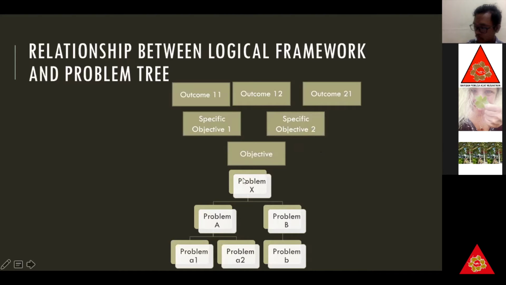For example, if my problem here is poverty, as I said in my example, the objective here could be to fight poverty. But we said that our problem had two causes. First, for example, lack of job opportunities. So your specific objective here, mirroring the problem A, could be to create job opportunities in an area.